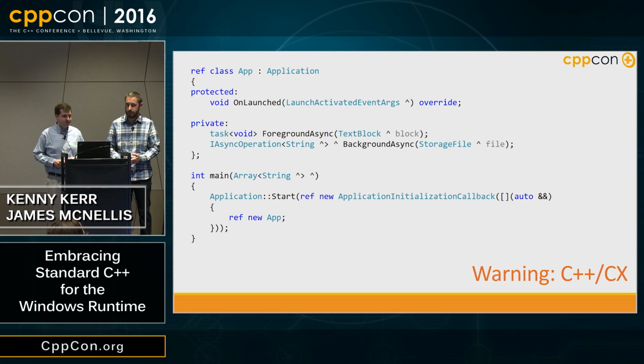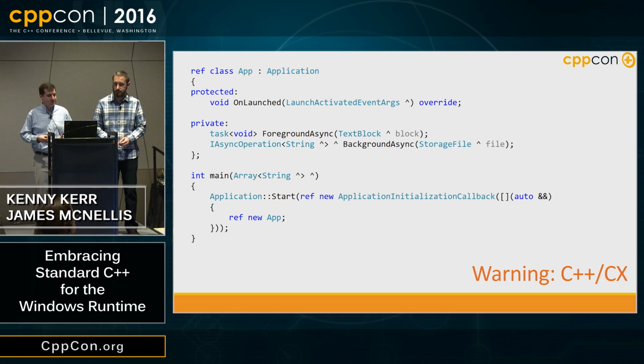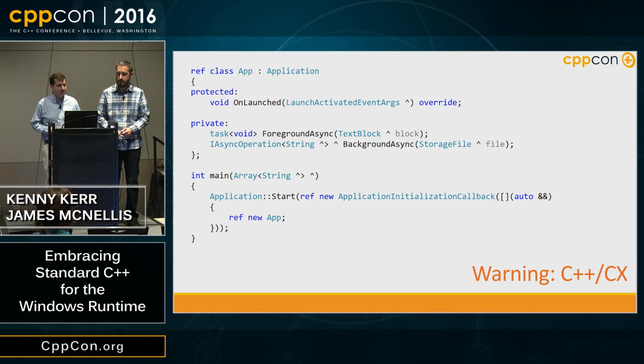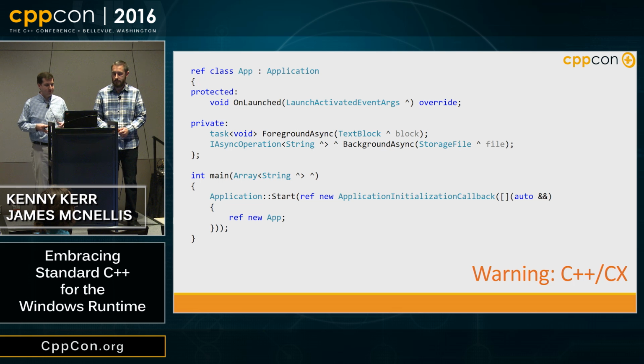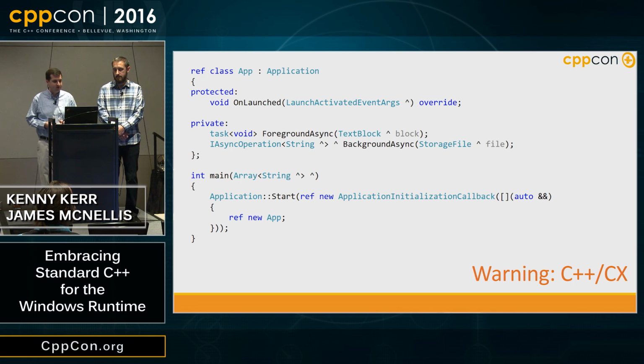So here's our C++ CX app. We have the same onLaunched event, and then we have those same foreground async and background async functions that we had in the C#. The foreground async returns a task of void, which is from the PPL library that we have for Windows, for development on Windows. And then the background async returns the Windows Runtime async operation. And then we have the same main function that goes and starts the application.